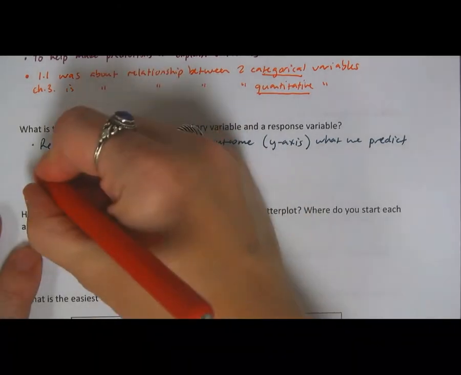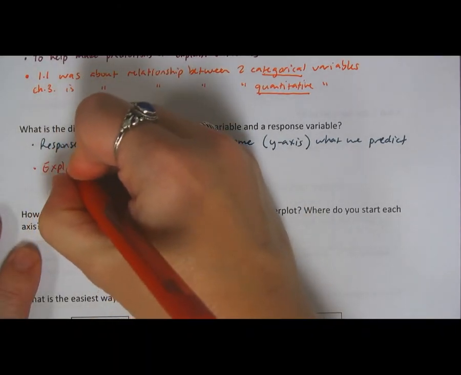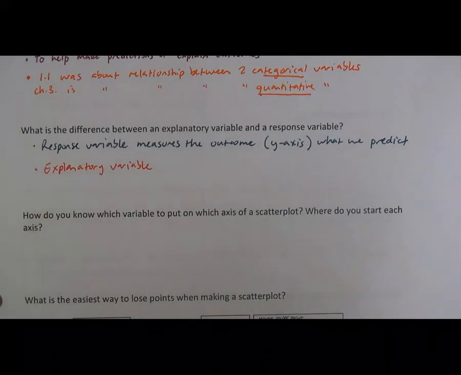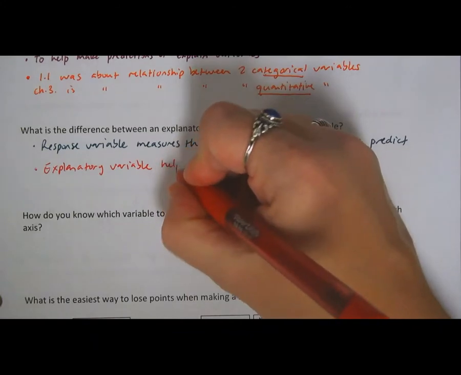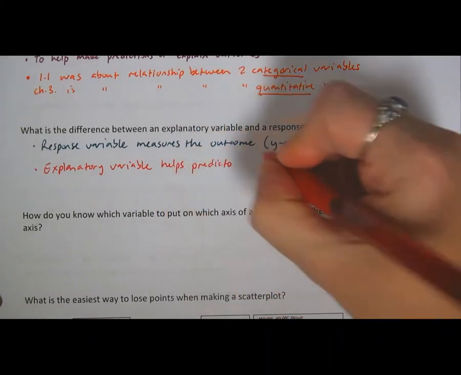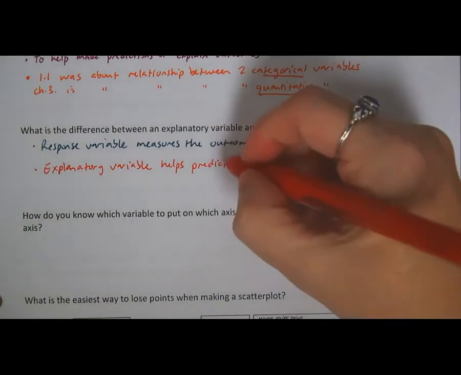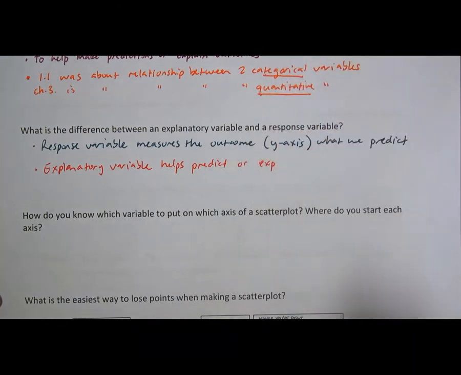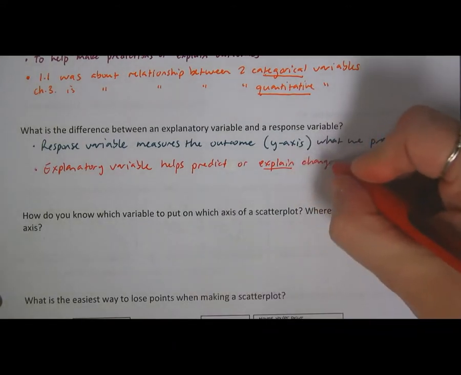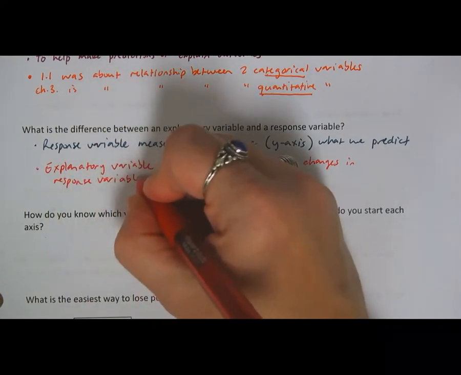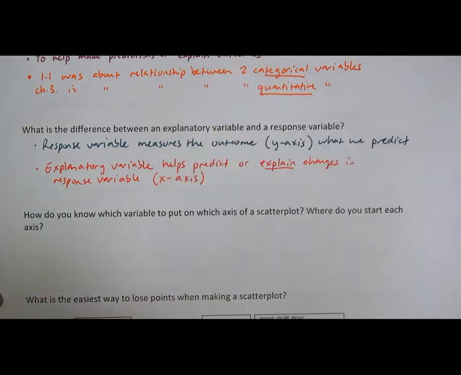Whereas the explanatory variable helps predict or explain changes in the response variable. It helps predict or explain, hence explanatory, changes in the response variable. And that's going to go on your x-axis when you sketch it out.